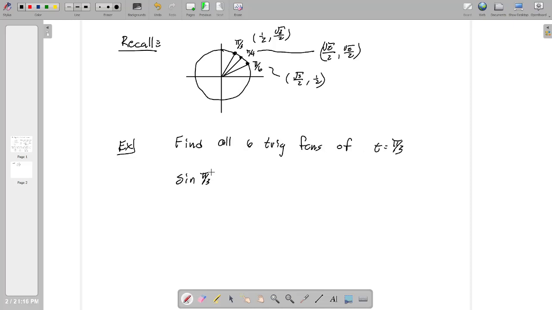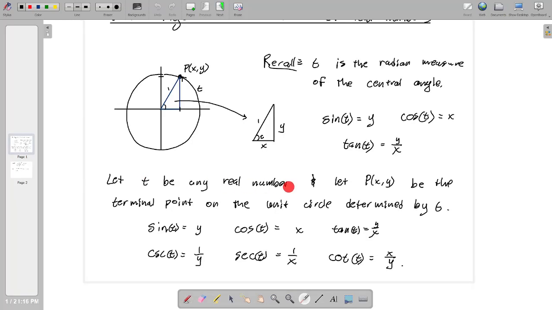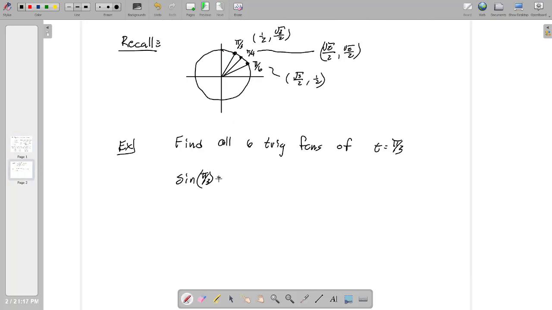Sine of pi over 3. Remember, sine is y, so we look at the y value at pi over 3. T is a real number, in this case pi over 3. We had a terminal point P(x, y). Sine of t is equal to y, so it's the y value in the terminal point. Cosine of t is equal to x, the x value in the terminal point. So sine of pi over 3 is the y value in the terminal point associated with t equals pi over 3. We look at the y value and get root 3 over 2.